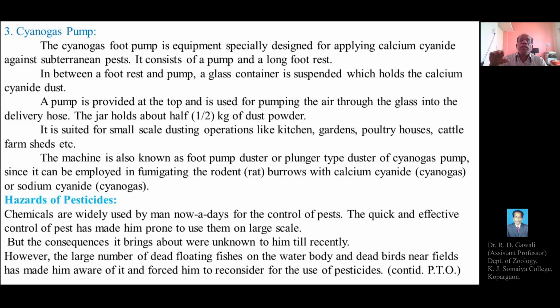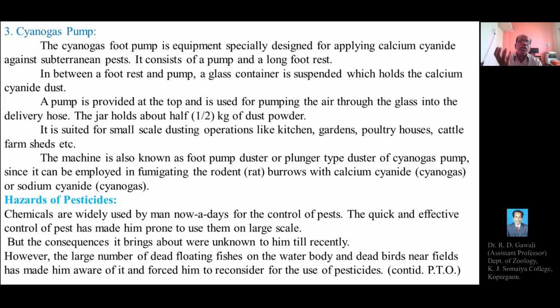The cyanogas foot pump is an equipment specially designed for applying the fumigant like calcium cyanide against the subterranean pest, means the pests which are usually occurring at the base of the crop plants or the trees, and it consists of a pump and a long footrest. In between the footrest and the pump, there is a glass container which can hold the calcium cyanide dust or a fumigant. A pump is provided at the top and is used for pumping the air through the glass into the delivery hose, and the jar or container holds about half kilogram of the fumigant powder or a dust powder.